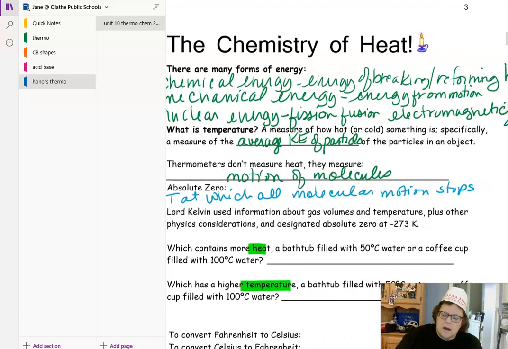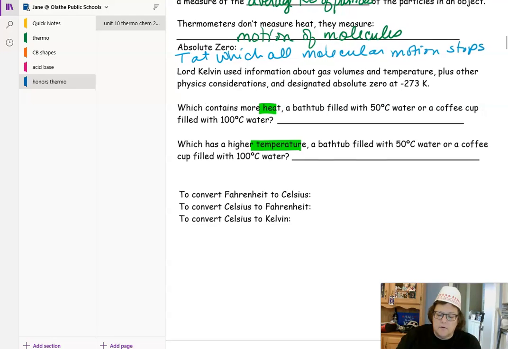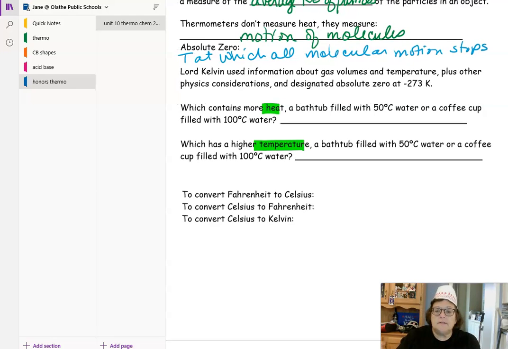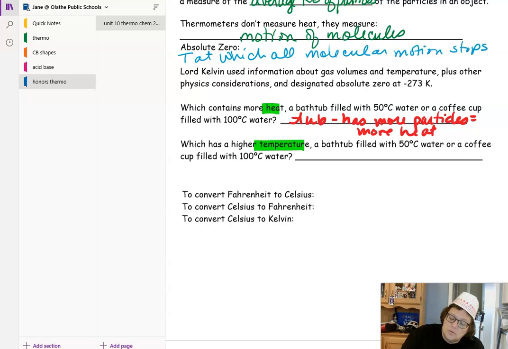So here we're talking about a bathtub versus a coffee cup. The coffee cup has boiling water. The bathtub has water that's 50 degrees Celsius. The question is, who has more heat? Well, believe it or not, the tub does. Even though it's a lower temperature, it has a larger mass. So it has more heat. Which has the higher temperature? Well, the coffee cup has the higher temperature.